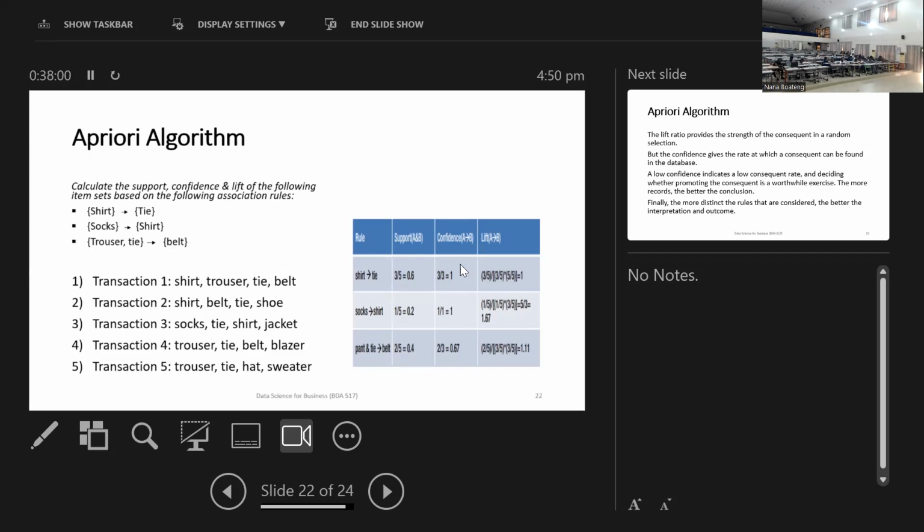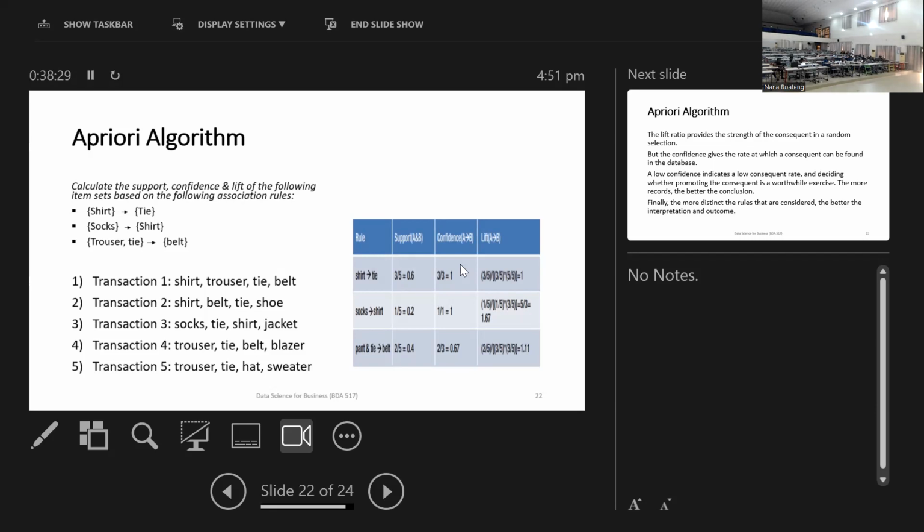So let's start with that. Transaction 1, transaction 2 appears. Transaction 3 appears. Transaction 4 appears. Doesn't appear in transaction 5. So 3/5. Okay? So 2/5 divided by 2/5 times 3/5. Right? That gives us a lift of 1.11.